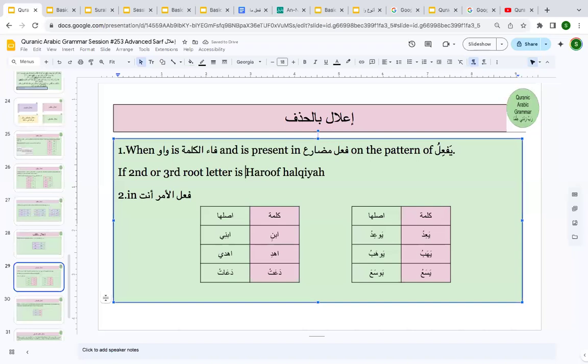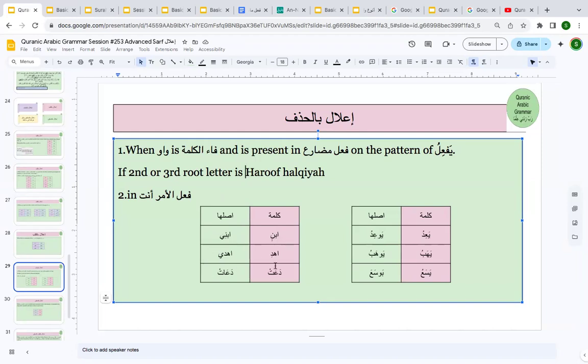And then you have seen how we have covered in our af'al how ya gets dropped all the time, how different vowels get dropped all the time when there is failul amr, right? In this example, ibni, when we make failul amr, ya gets dropped. In ihdi, ya gets dropped when we are making failul amr, right?